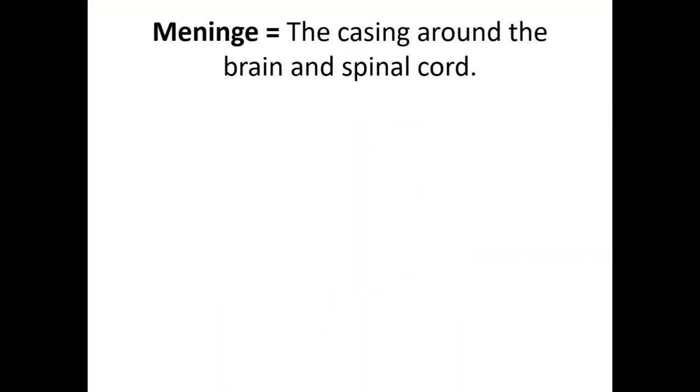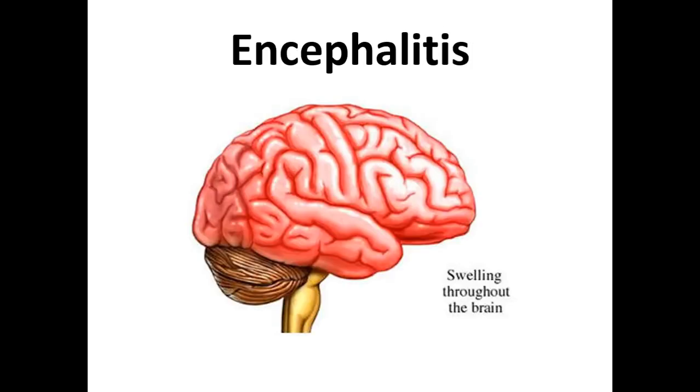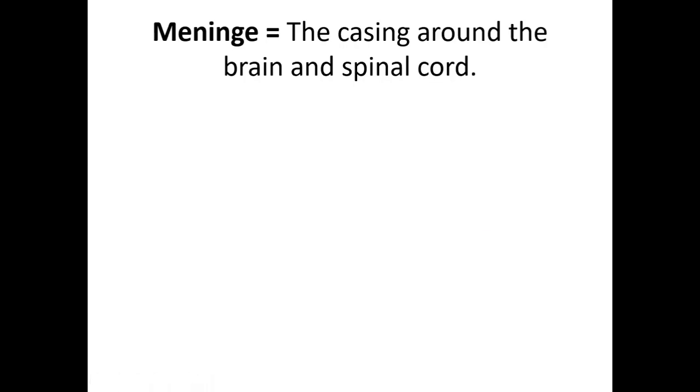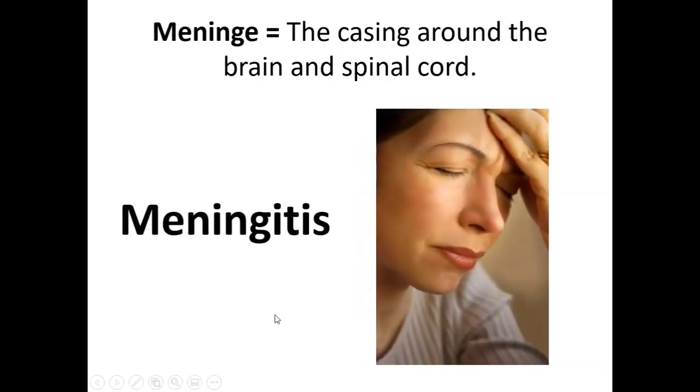Okay. Meninges, the casing around the brain and spinal cord. So if you look back here, the meninges is just the very outer, very thin layer. Like you can't even see it. It's so thin. And it's around here and it's around the base of your brain, I guess, and then it goes down into your spinal cord. And if that is swollen, then you get meningitis. And I bet you guys have heard about that.